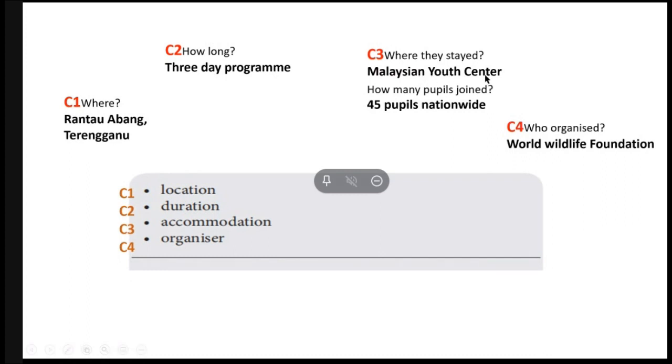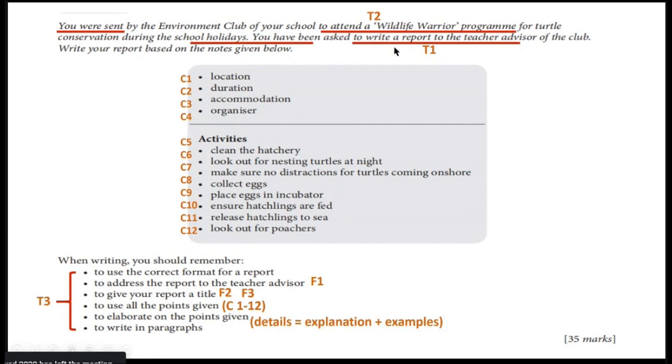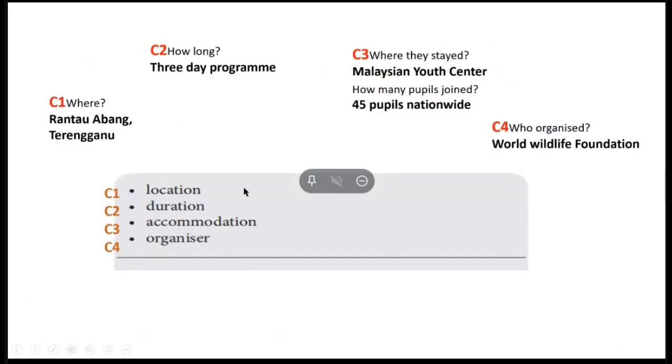Where do you stay? It's a Malaysian youth center. And then 45 pupils nationwide are involved. Again, this is your own elaboration. If you look at the question, there is no mention of any of this. Okay, let's go back to the question. Are there any points given to you? There are no points given to you. Whether you like it or not, you have to think of the situation. Because it's a wildlife warrior program and turtle conservation, I took Terengganu as my point because the turtles are more at Terengganu.